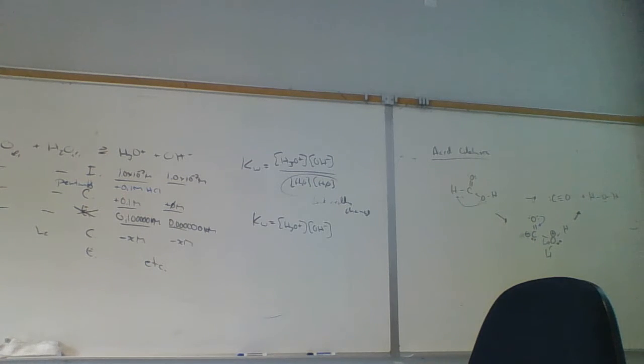copper 2 reduction. Now, the way people remember this is OIL RIG. OIL: oxidation is loss of electrons, so zinc loses electrons. And RIG: reduction is gain of electrons. Copper 2 gains electrons. So OIL RIG.